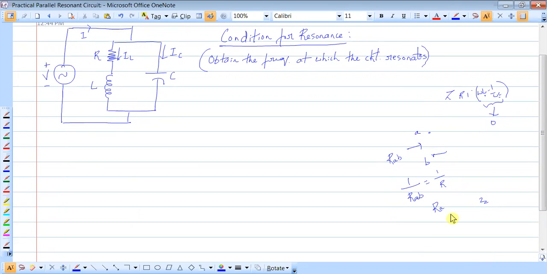Yeah, let's clean on this. Let's go on with the branches there. Fine. Condition for resonance is what we are obtaining.